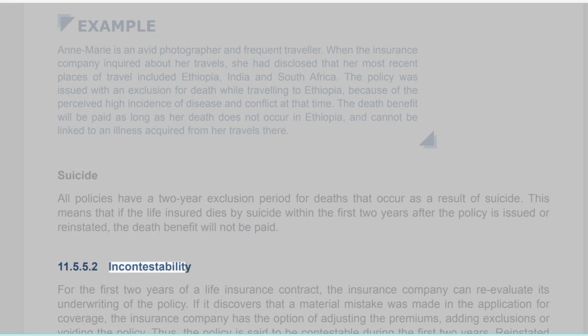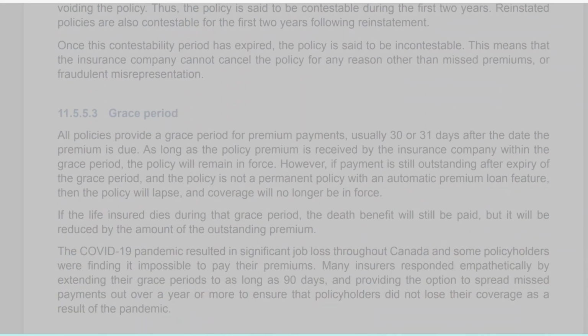1.5.5.2 Incontestability. For the first 2 years of a life insurance contract, the insurance company can reevaluate its underwriting of the policy. If it discovers that a material mistake was made in the application for coverage, the insurance company has the option of adjusting the premiums, adding exclusions, or voiding the policy. Thus, the policy is said to be contestable during the first 2 years.